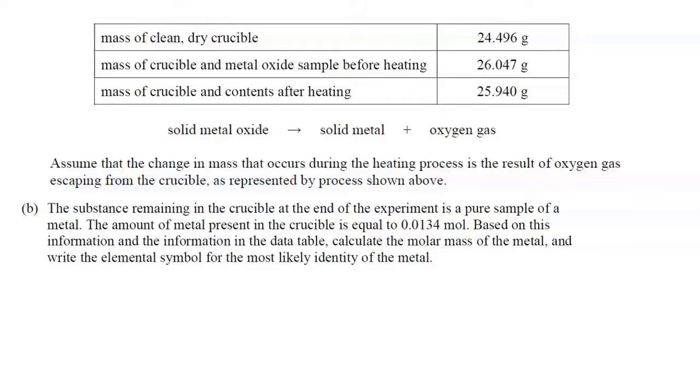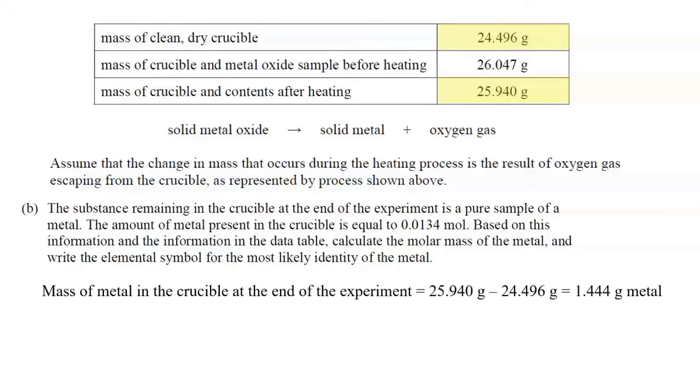So we have the mass of the clean, dry crucible, which is 24.496 grams. And at the end of the experiment, we have the mass of the crucible and its contents, which again is going to be this pure sample of metal. That's 25.940 grams. So that difference in mass, 1.444 grams, represents the mass of metal. We were also given the number of moles.